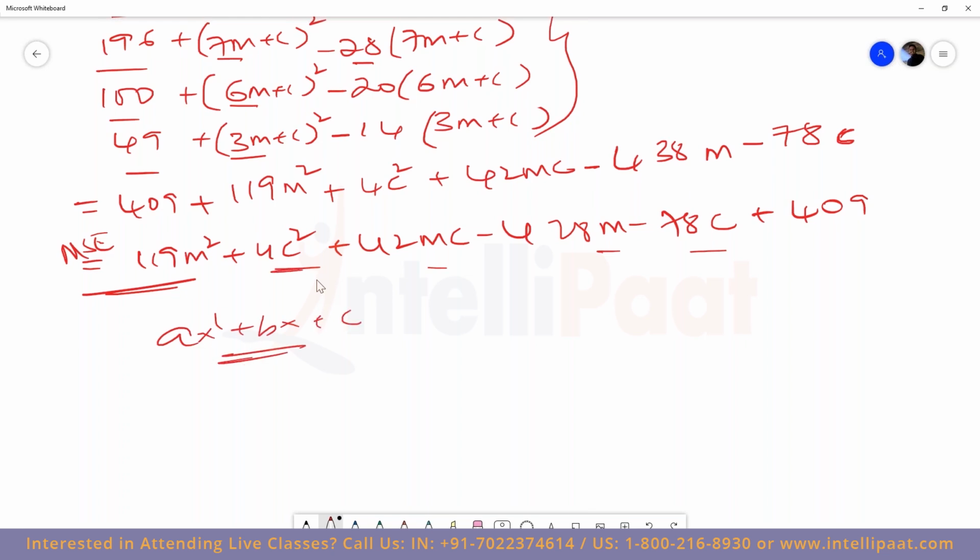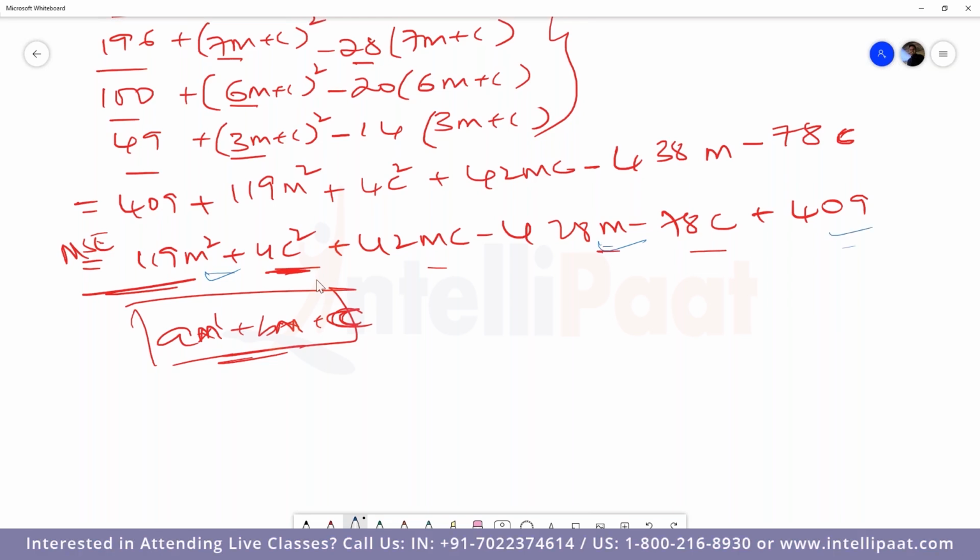If you forget wherever there is c, or am square plus bm plus c, if you just forget the c term for a minute, what does this look like? Anybody? If you just take the m terms wherever there is m, and forget about this as well. Just take this and the final constant, 119m square minus 428m plus 409. Absolutely, yes. This looks like a parabola. Just perfectly right. So this whole thing looks like a parabola, and it is actually a parabola.